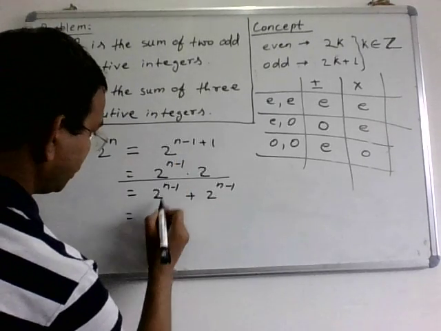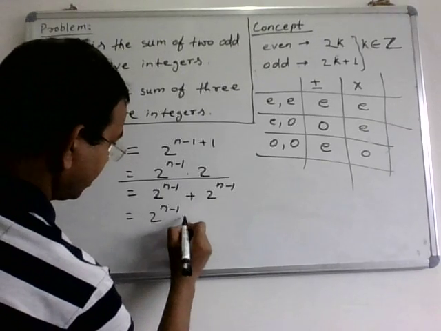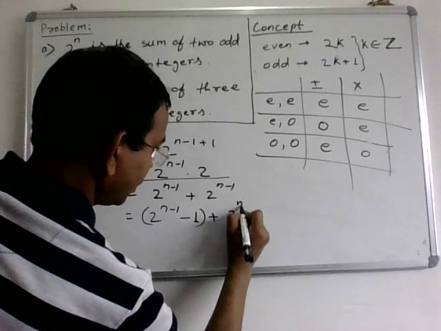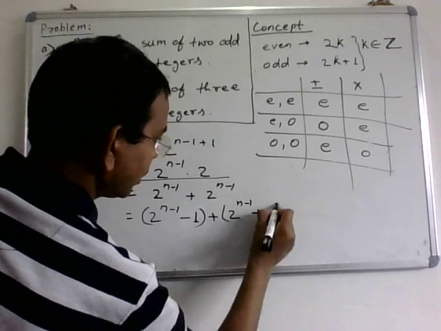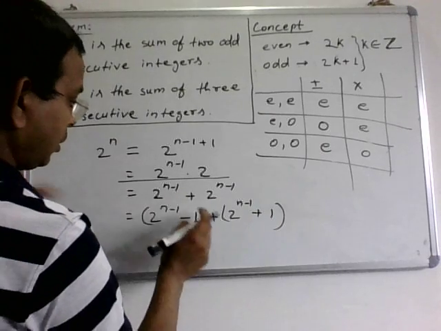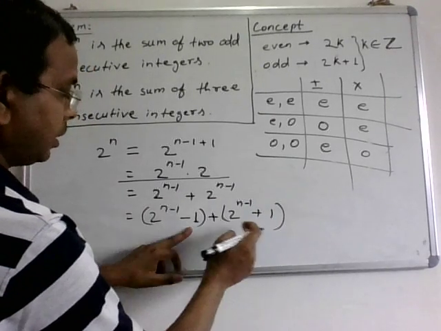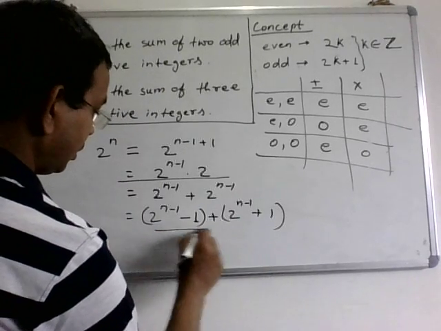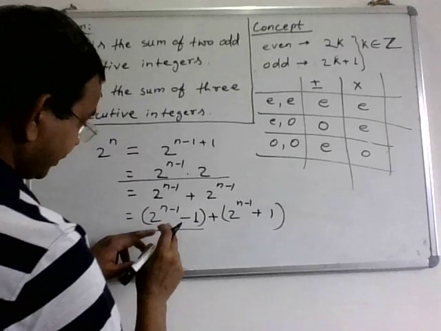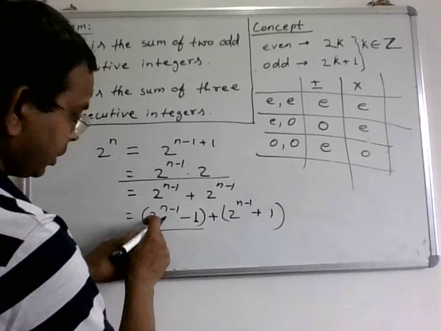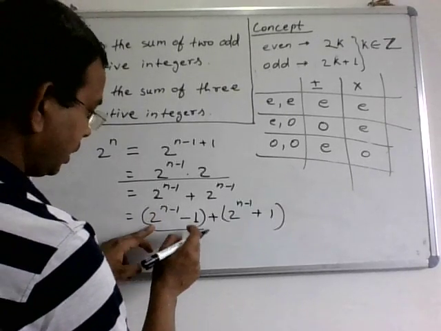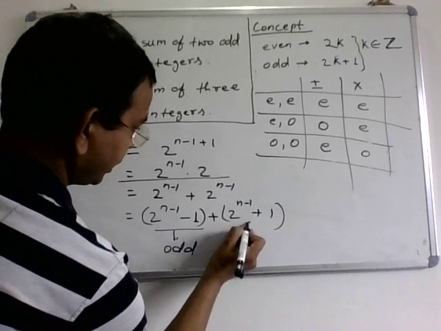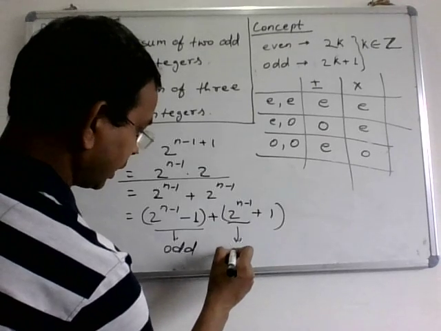Now subtract 1 from here and add 1 here. What we are doing is subtracting 1 from this term and adding 1 to this term, which changes nothing. Because 2 to the power any number is always even, and minus 1 brings it to odd. Again this part is even and plus 1 is odd, so this is again odd.